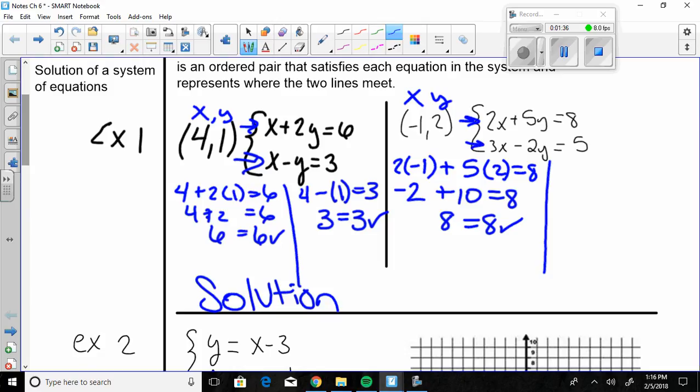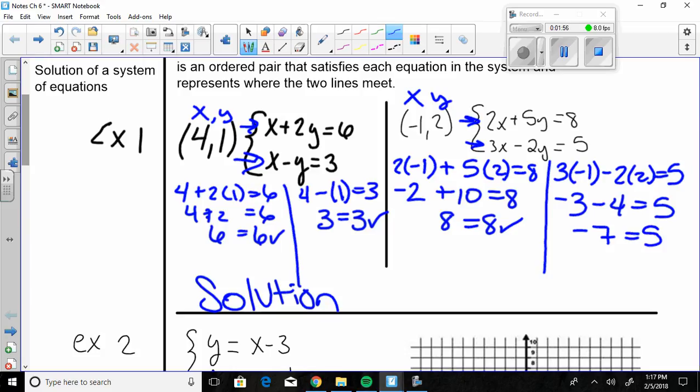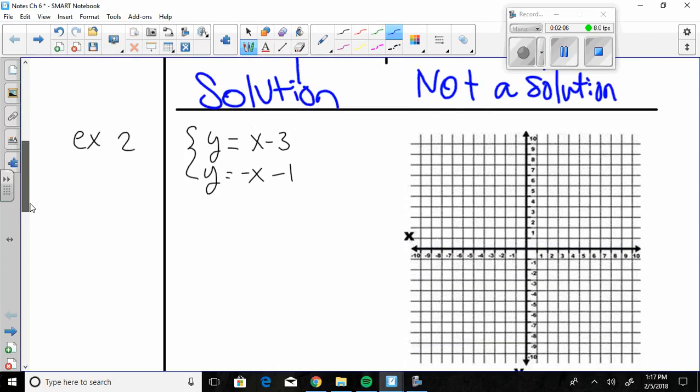So we go to our second equation here in our set. So 3 times negative 1 minus 2 times 2 equals 5. So 3 times negative 1 is negative 3. Negative 2 times 2 is negative 4, equal to 5. So we have negative 7 equal to 5. This doesn't work, so it's not a solution. So then we can move on to example 2.